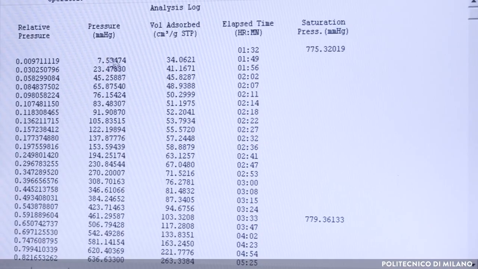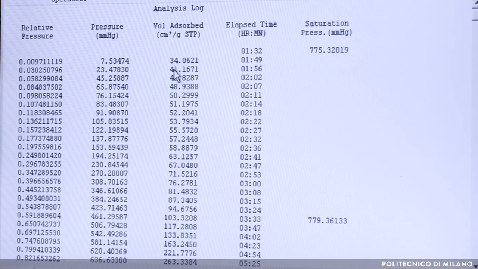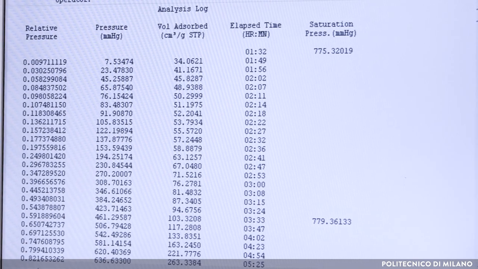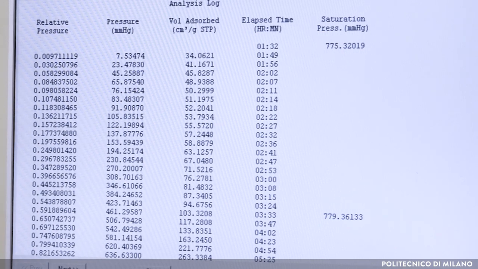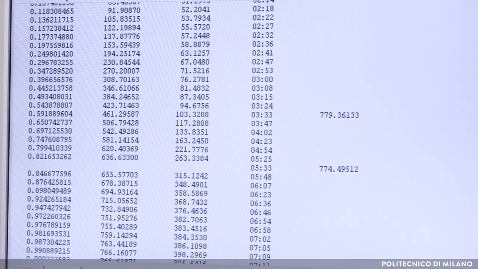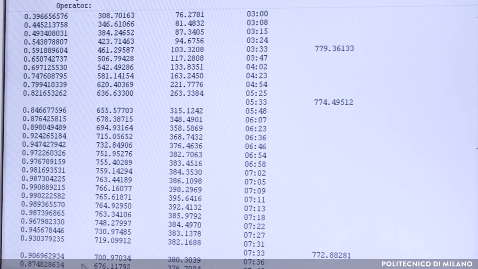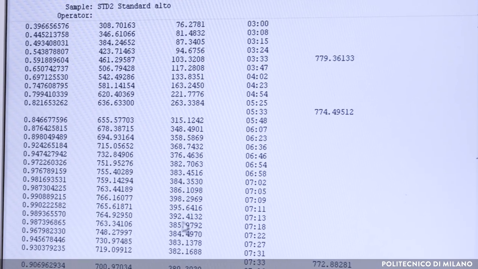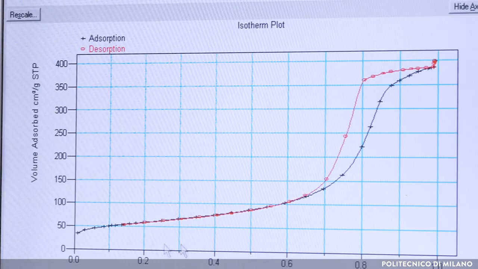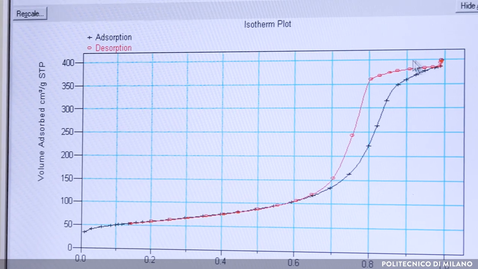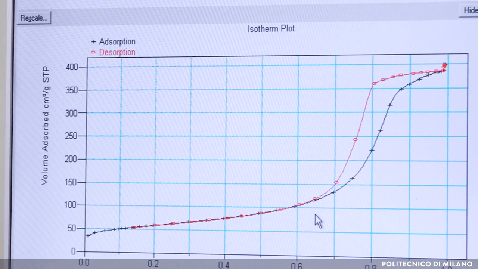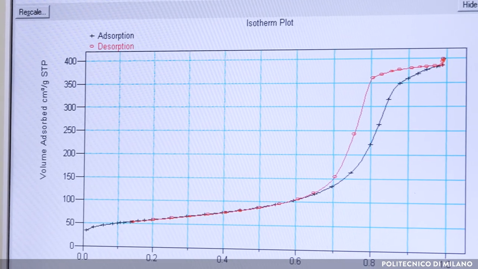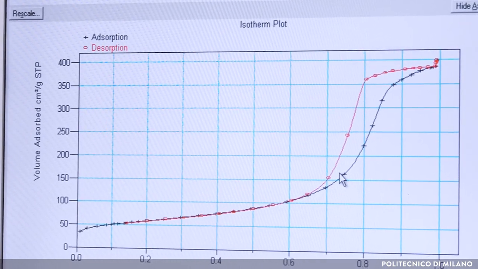The amount of gas physisorbed onto the sample is measured, and in this way it is possible to construct the adsorption isotherm curve. In the table are reported the relative pressure, that is the pressure in the holder relative to the atmospheric pressure, and the adsorbed gas volume. When the relative pressure reaches the value of 1, the desorption process starts. The adsorption-desorption curves are reported in this graph. It is clear here the presence of a hysteresis due to the capillary condensation phenomenon.